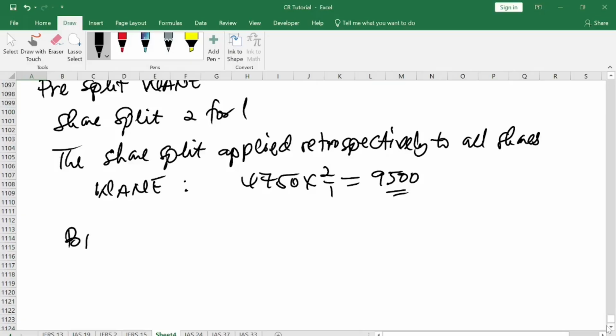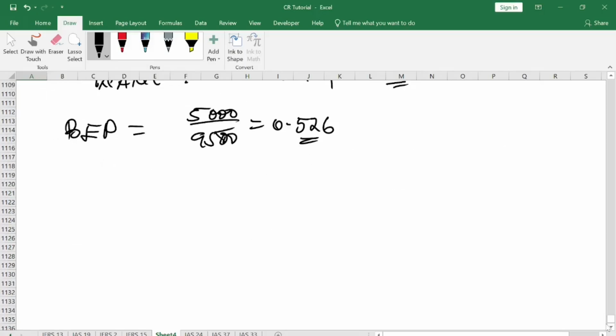So if you want to find your basic earnings per share, it is simple. You pick your profit, 5,000, divided by 9,500. What do you have? 0.526.